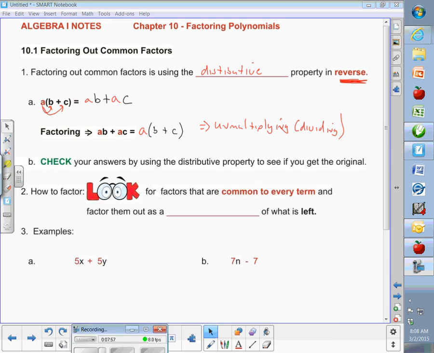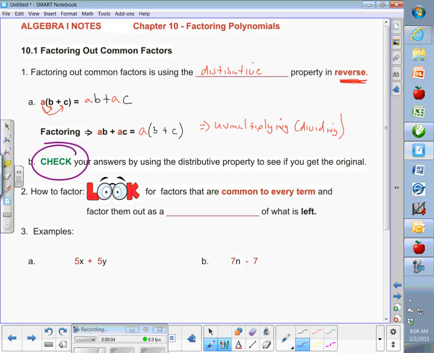All right, so that brings us then to B there, and I just mentioned that to you. So let me just show you where I'm at here. Check your answers by using the distributive property to see if you get the original. So look, when factoring out common factors, you can always know if you're doing things correctly by taking a moment at the end and using the distributive property to multiply it back out and see if indeed you get back to the original. So there's really no reason to miss any of these. There isn't.